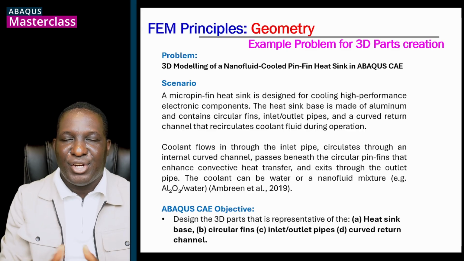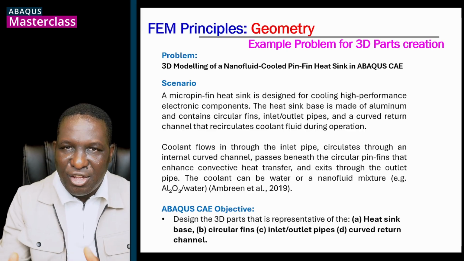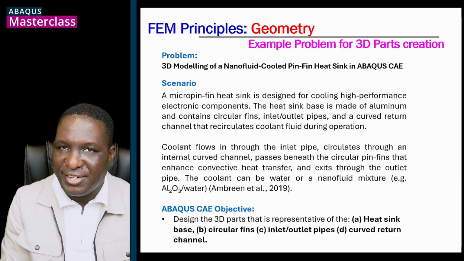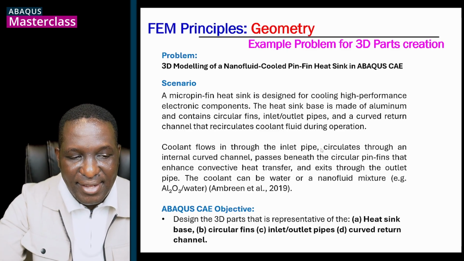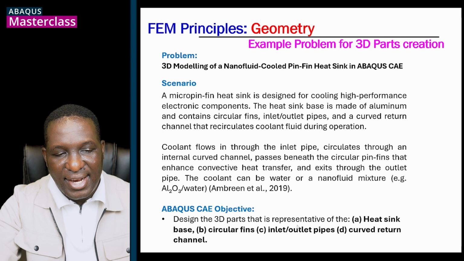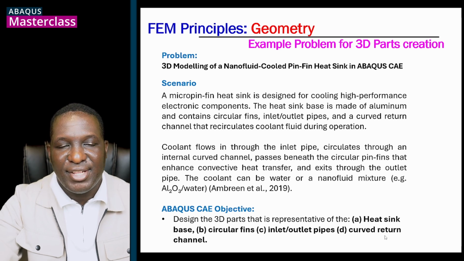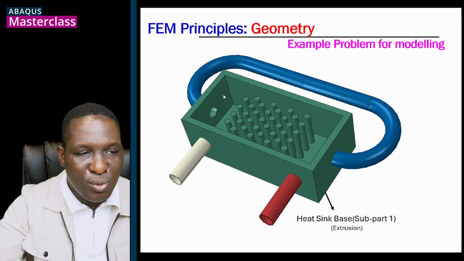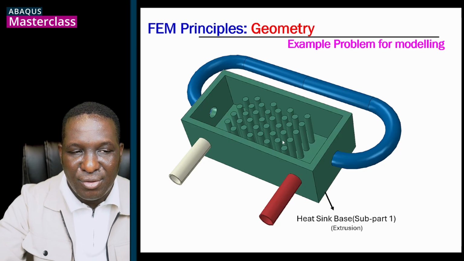So in terms of what we're trying to do with this video, our ABAQUS CAE objective really is to design the 3D parts that are representative of this. That will include the heatsink base, the circular fins, the inlet and outlet pipes, and the curved return channel. So we've got the heatsink base, which is one solid base, made of the same material as the aluminum fins.